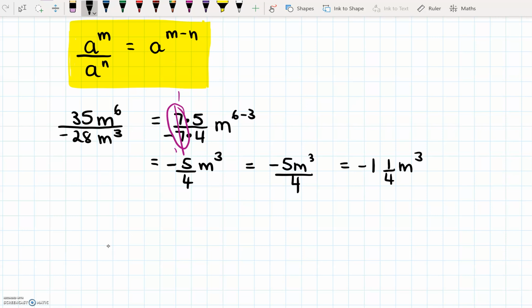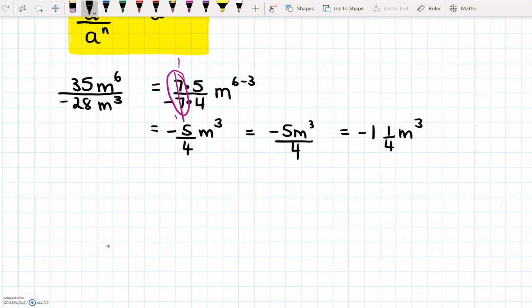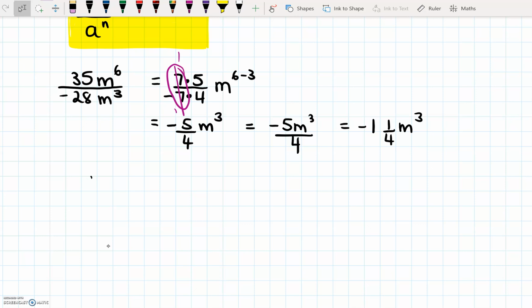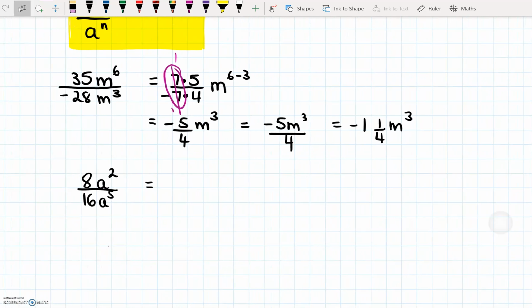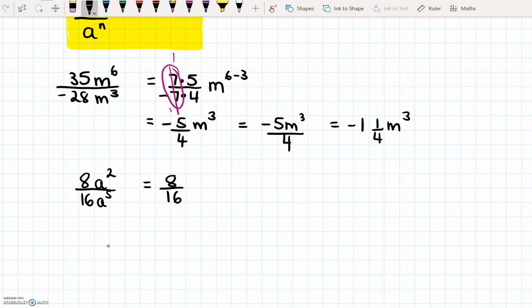Now, one other example I do want to do with you, because it confuses people sometimes, is something like a to the power of 2 divided by 16a to the power of 5. So again, we need to get those coefficients sorted out first, so we're going to put that out the front. So we have 8 over 16. Then we have our variable a to the power of. Now you need to do 2 minus 5 here.